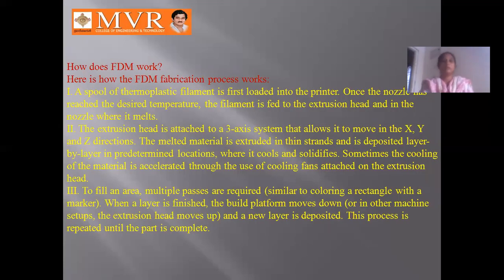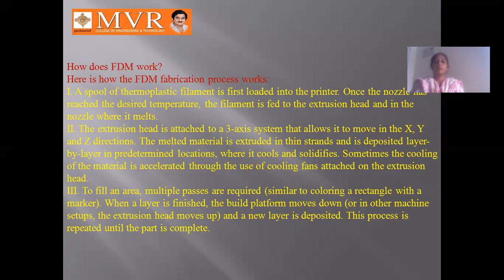How does FDM work? What is meant by FDM? FDM is fused deposition manufacturing. A spool of thermoplastic filament is first loaded into the printer. Once the nozzle reaches the desired temperature, the filament is fed to the extrusion head and into the nozzle, where it melts. The extrusion head is attached to a three-axis system that allows it to move in the XY direction. The melted material is extruded in thin strands and deposited layer by layer at predetermined locations, where it cools and solidifies.